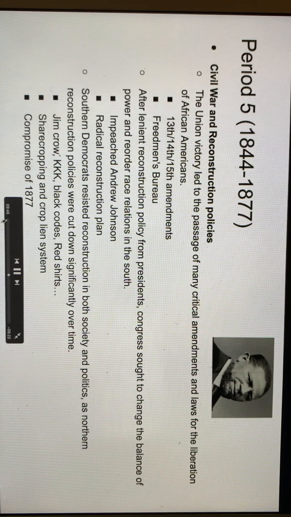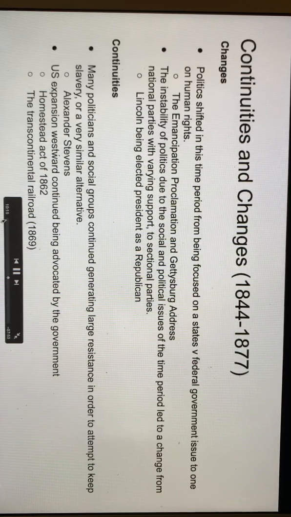The Southern Democrats resisted Reconstruction in both society and politics, as Northern Reconstruction policies were cut down significantly over time. So this includes Jim Crow, the KKK, black codes and Red Shirts, and White Leagues, sharecropping and the crop lien system, which prevented African Americans from getting any economic success, and the Compromise of 1877, which, in short, ended Reconstruction entirely.